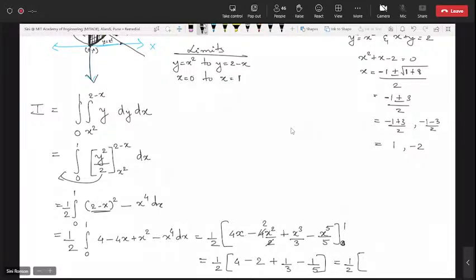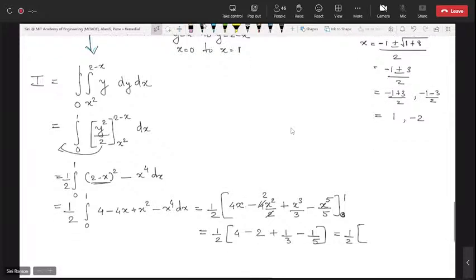You can use a calculator and get me the answer. Anyone? 2 plus 1 by 3 minus 1 by 5. I am doing it using LCM. You can directly use your calculators and get the answer. So LCM is what? 15. We have 30 plus 5 minus 3 upon 15.